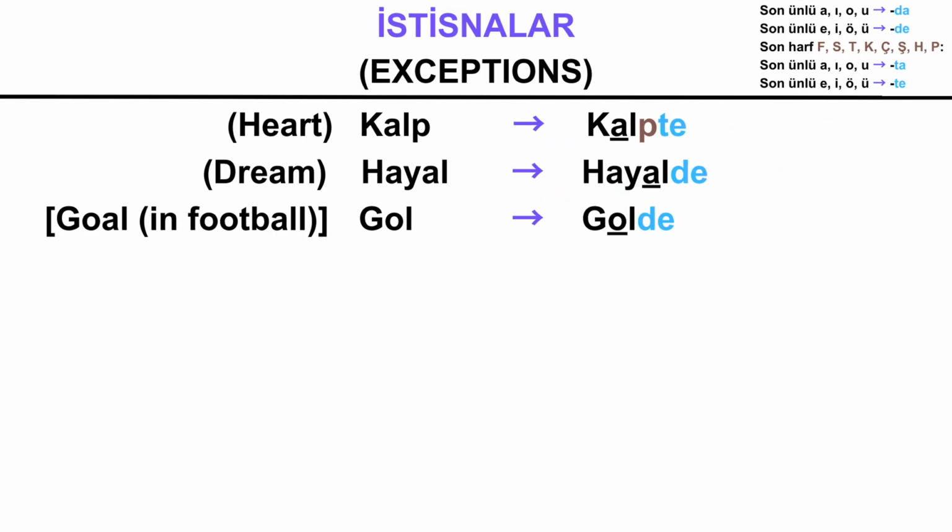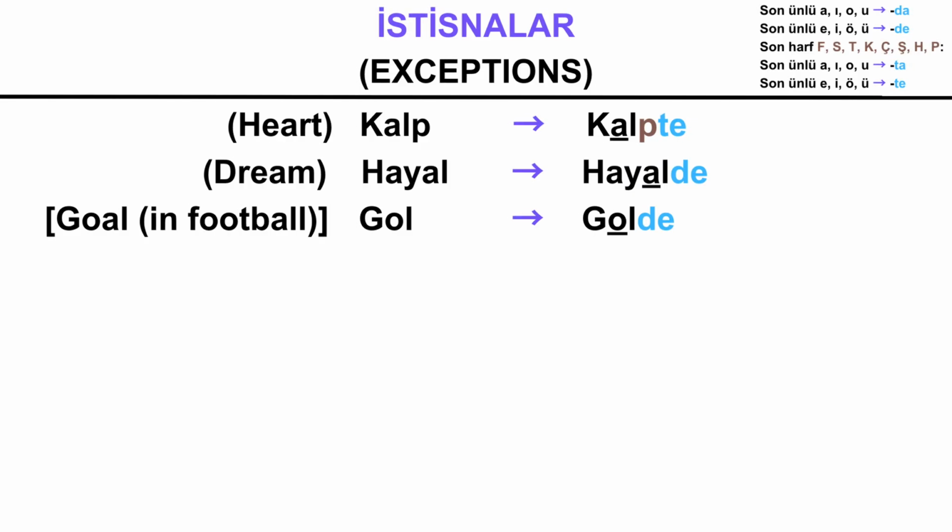Golde, similarly, last vowel is O. There is no need to look at the last letter. It is none of the letters we need to be looking at. If it was gol, then because it is a back vowel, we need to put da, but because the way we pronounce it is not a regular O, it is not gol, but gol, that's why we will put de. So it will be golde.